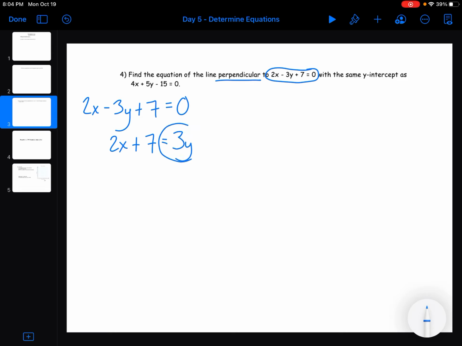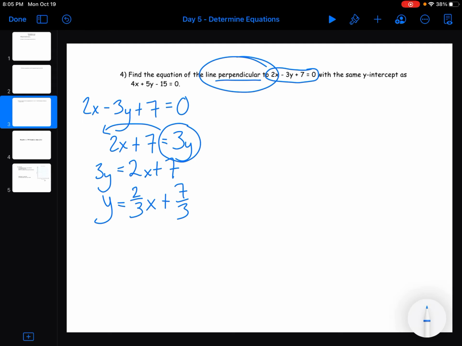What I'm going to do is I'm going to take this whole thing and just move it over here. So I'm going to have 3y equals 2x plus 7. Now I have to divide by that 3. So we get y equals 2/3x plus 7/3. This equation was giving us our slope because it said it's a line perpendicular. Okay, so what we need to do then is our perpendicular slope is going to be the negative reciprocal of the slope here. So perpendicular slope is -3/2. So there's our slope.